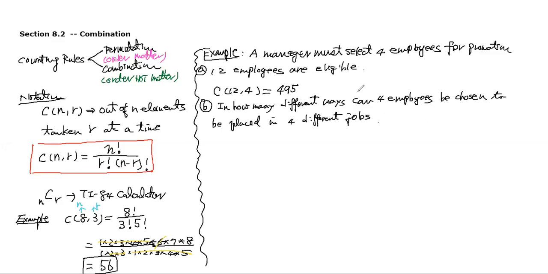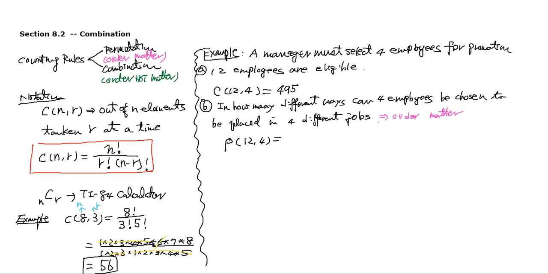So this is what we call order matters. So what I need to do here, instead of the C, I'm doing P, right? So it's a permutation, 12 and 4. Then I don't know if you guys still remember how to use the TI-84 for the permutation. So it's the same thing. So let's take a look.